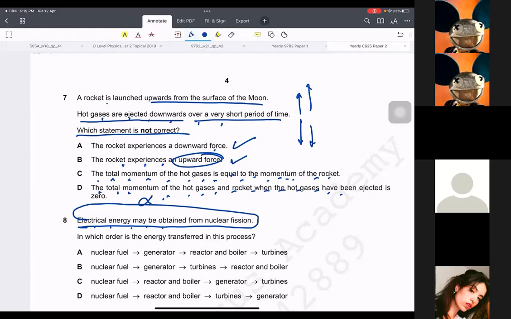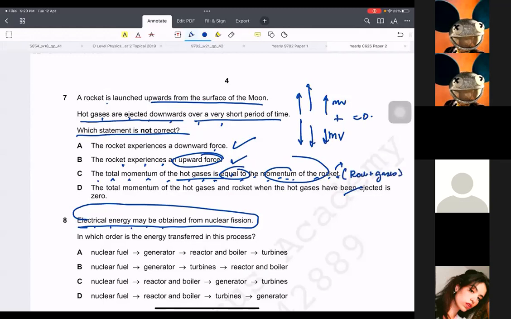That could be true. The total momentum of hot gases and rocket when hot gases are ejected is 0. Well, that could be true because mass here and mass here, so you add the momentum, it should be 0. Then why is this wrong? The total momentum of hot gas is equal to momentum of the rocket. It could only be wrong if rocket means rocket plus gases together. Then it would be wrong.